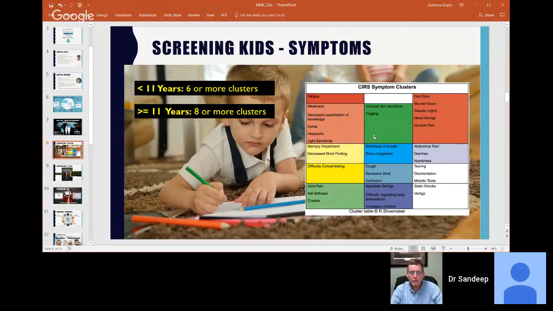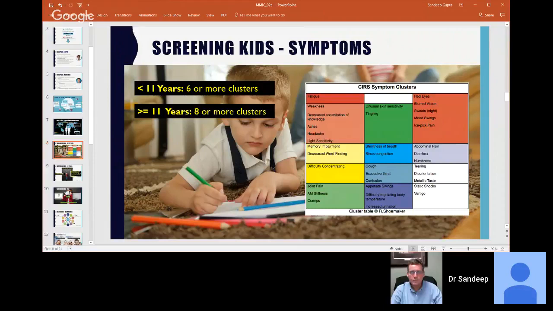I look at the inability to get potty trained by 6 years of age, and inattention when they go to school. As far as clusters are concerned, in the research that I did, I found that having a positive amount of clusters, so for kids who are 11 years or older, including adults, if you had 8 or more clusters, that was highly sensitive for picking up CIRS. And as you said, if they didn't have at least 8 clusters, they probably didn't have CIRS. And for kids who are under 11 years of age, they almost always have 6 clusters or more.